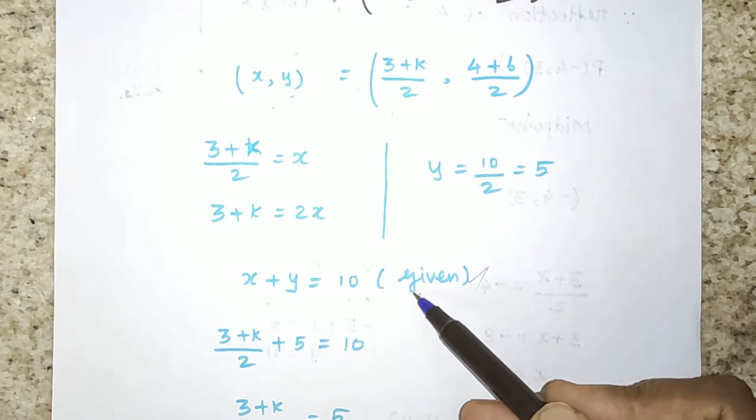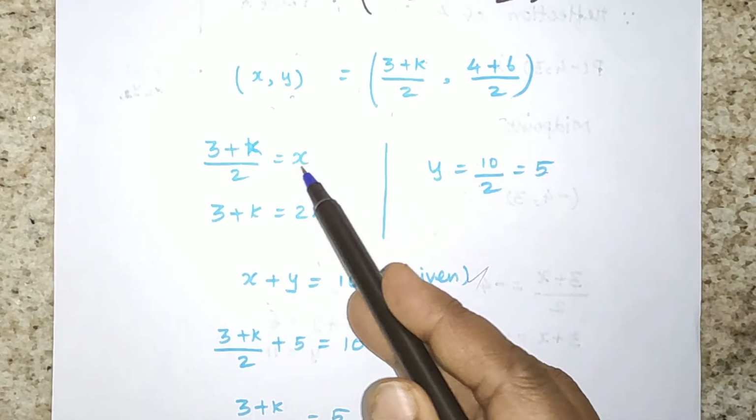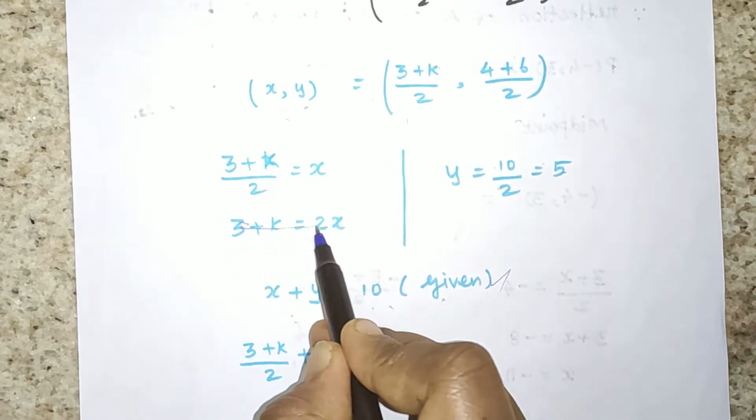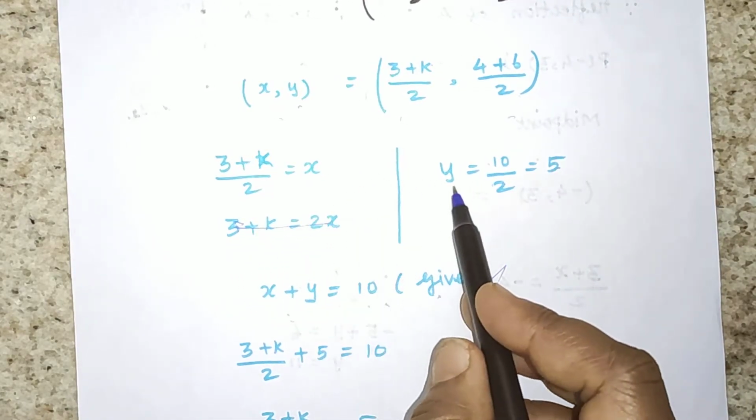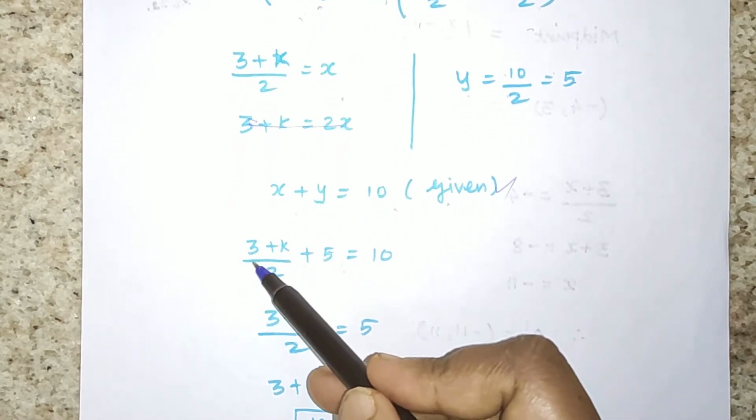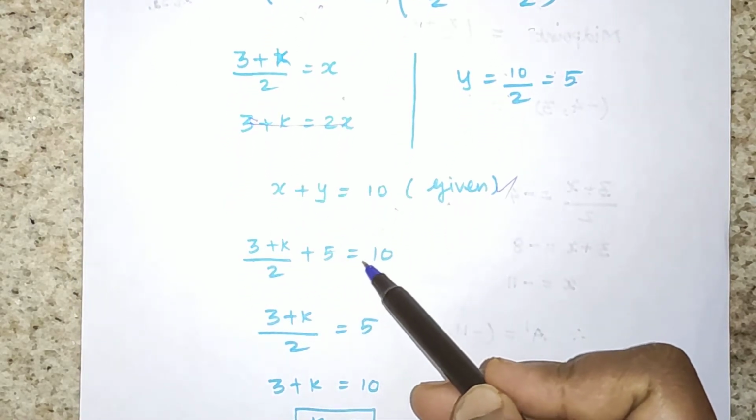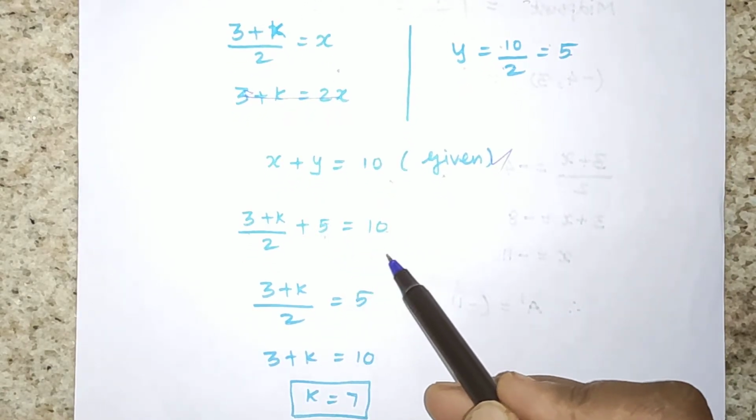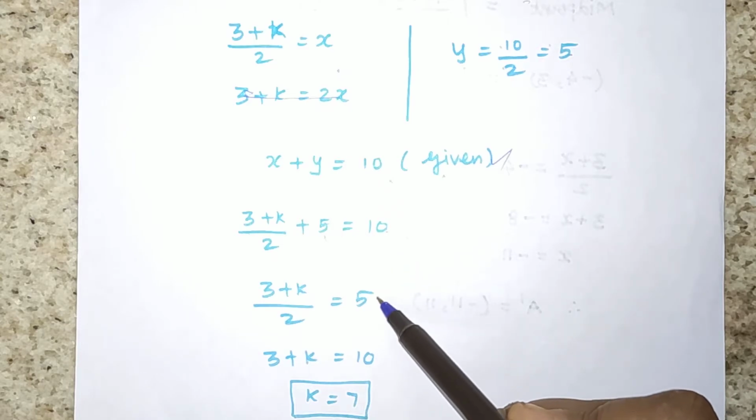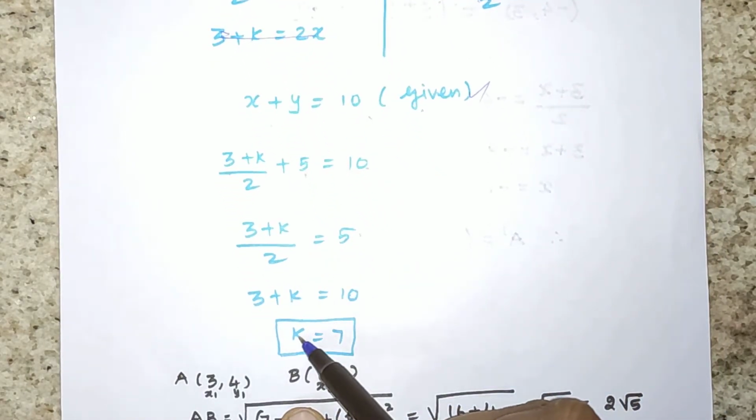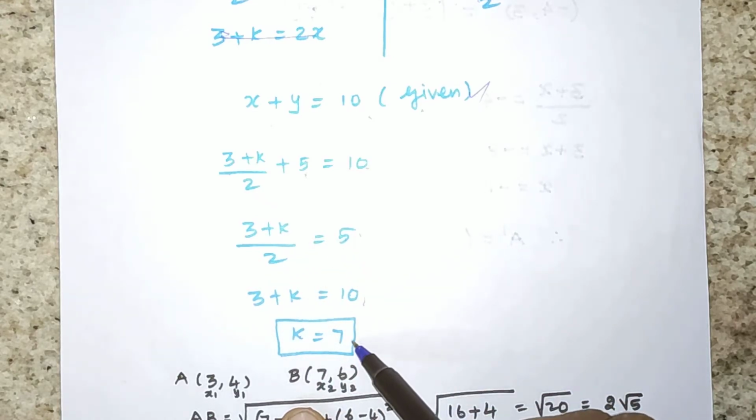This is given. So in this you substitute that x value and y value. This cross multiplication step is no need, just equating the x and y coordinates, then substitute x value and y value. So x value (3 plus k) by 2 plus 5 is equal to 10. First you bring this 5 to this side. So plus 5 comes to this side means minus 5. So 10 minus 5 is 5. Then you cross multiply this one: 2 fives are 10. Then k is equal to 10 minus 3, 7.